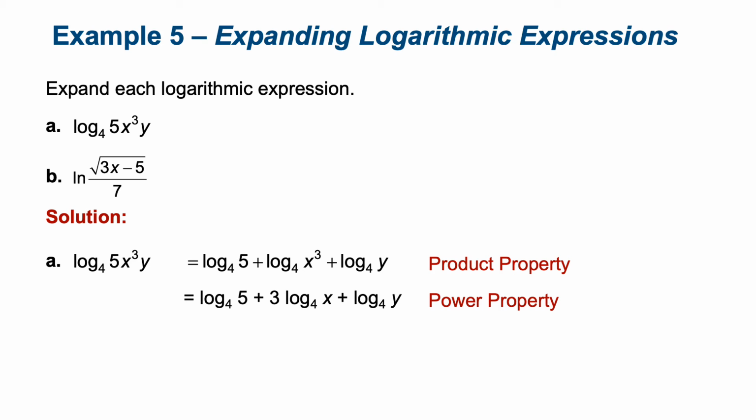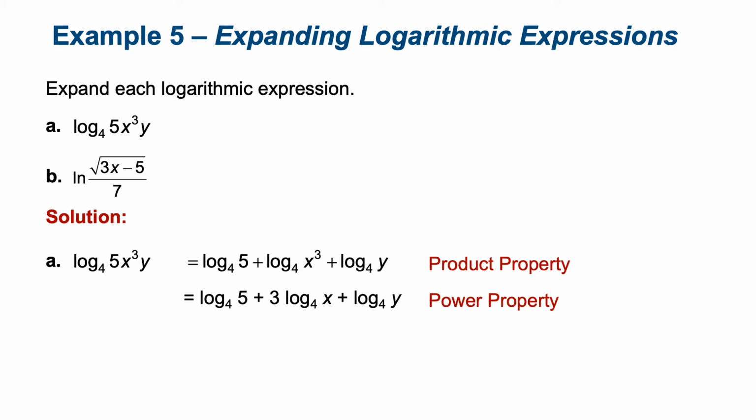So I can expand this into a sum of three things: log base 4 of 5 plus log base 4 of x cubed plus log base 4 of y, using the product property. And then am I done here? What else can I do?